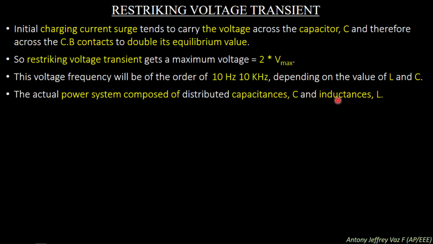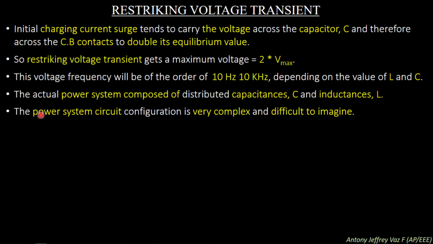So, the inductance and capacitance of a power system cannot be lumped together for a particular fault in a particular location, because these capacitances and inductances are distributed all over the power system in a uniform manner, or they may also vary. Power system configuration is very complex and difficult to imagine, since the power system configurations seen earlier are of a very simple form of a line diagram, but normally these configurations cannot be imagined because they are very complex, and this complex power system cannot be imagined by a human.